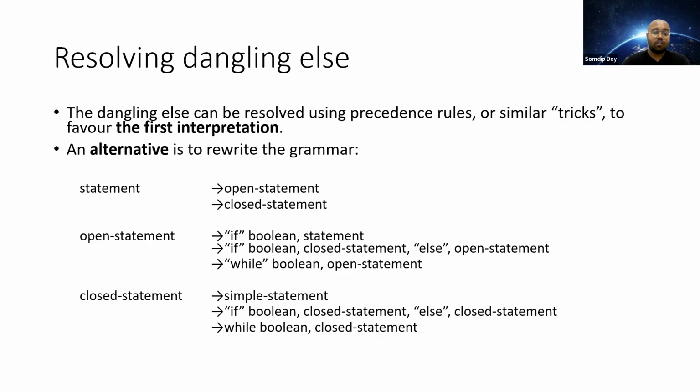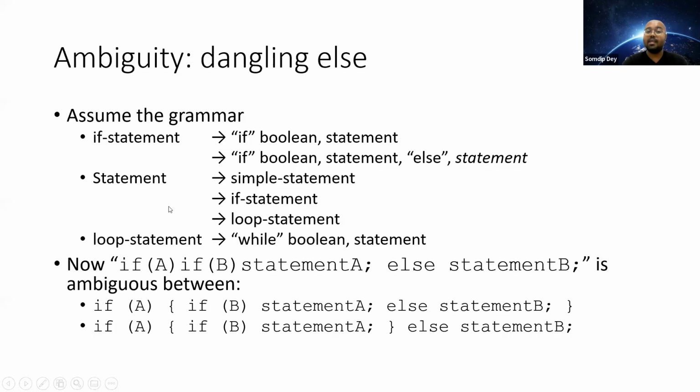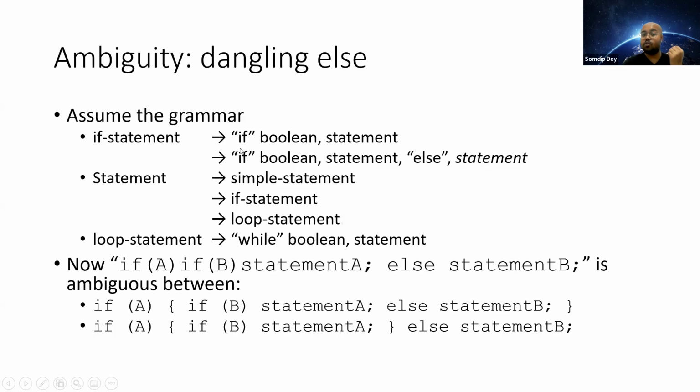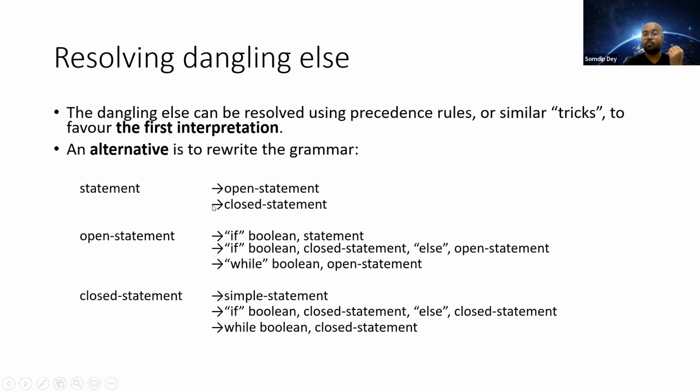So the way you can avoid this ambiguity is by rewriting the production rules of this grammar using these production rules. So what you do, you have the statement, which can be an open statement or it can produce a closed statement. You have open statement that can produce if Boolean statement and so on. And for the closed statement, you have a simple statement, or it can produce if Boolean, closed statement, else closed statement, or closed statement can also be while Boolean closed statement, right? So as you can see, what we did, we have provided precedence by putting statement on top of the open statement, and putting open statement on top of the closed statement. So we have rewritten the production rules from this one to this one to provide precedence.